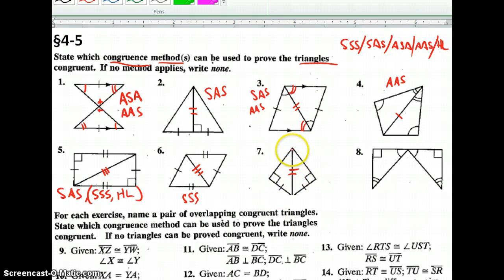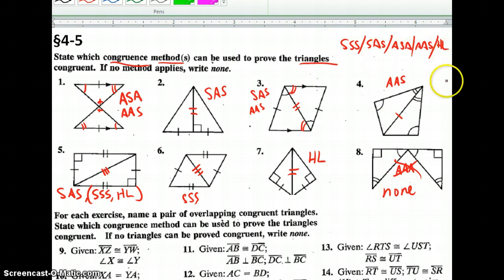Oh, now look, I've only got... People are looking at this going, oh, side side angle. Side side angle isn't one of them, but side side angle does work if it's a right triangle, and we call it HL. This one, all I've got is angles. I've got all three of them. Not good enough, so this is none.